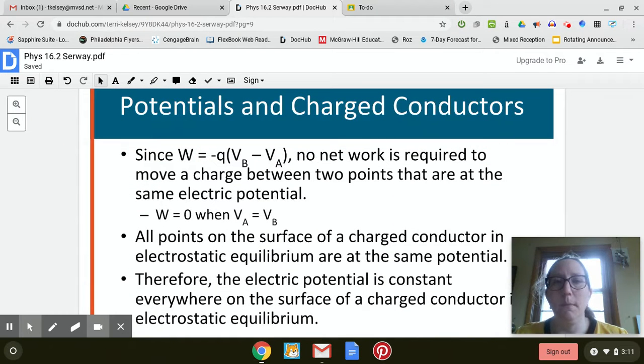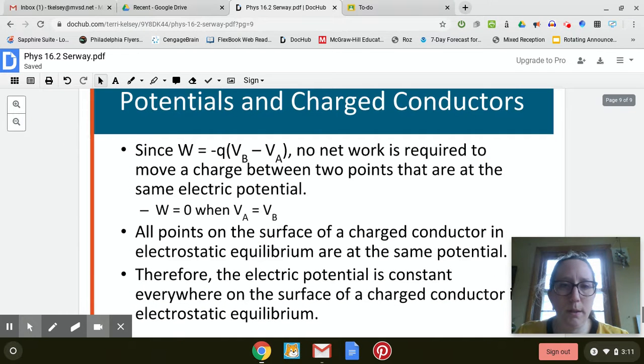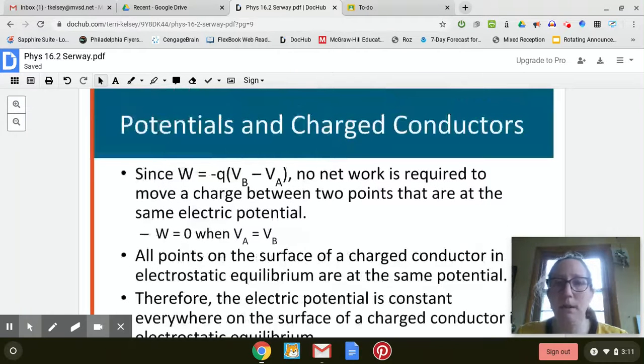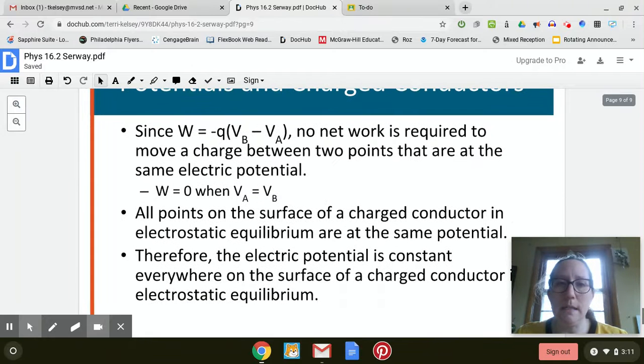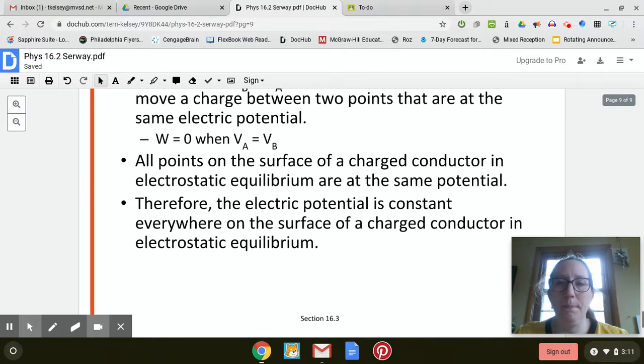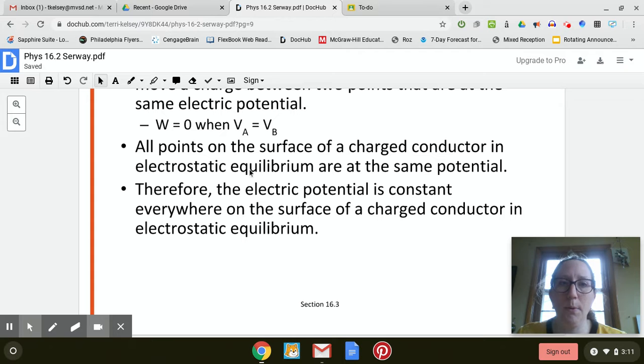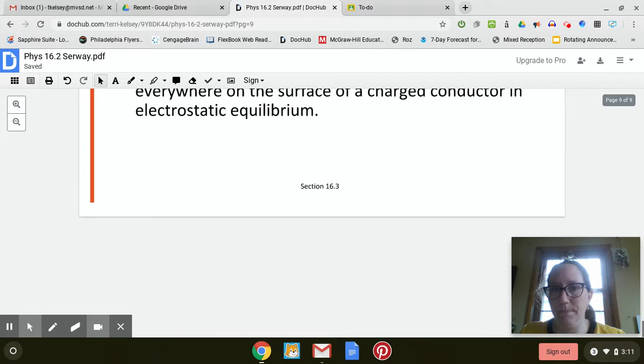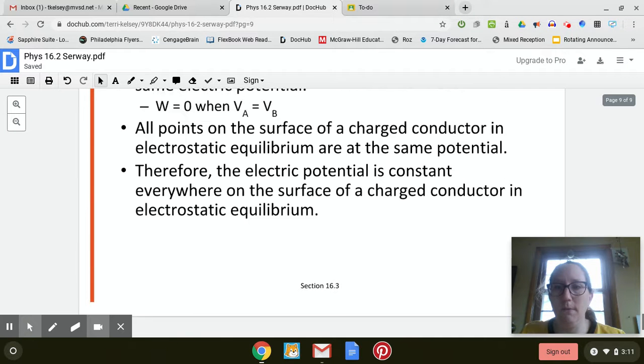Okay? And then I believe we are talking very briefly about 16.3, which is just talking about potentials and conductors, okay? So they're giving you some ideas here, and we sort of touched on this before. All points on the surface of the conductor have the same potential. And then as you move out from the conductor, that potential gets less, okay? Inside the substance, there is no potential because there's no electric field. And then we will pick that up in the very next video.